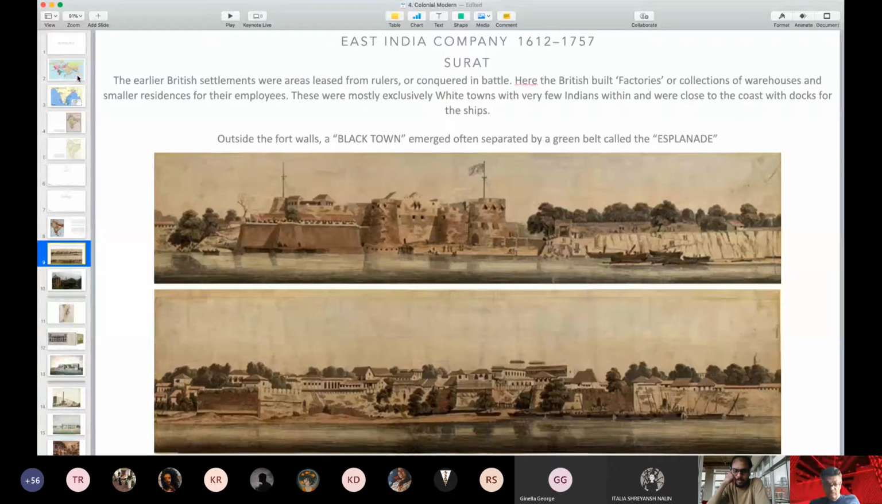Like these are the forts that were made. This is the fort in Surat, and within the fort there were the white rulers and a few Indian communities that were allowed to settle. But most of the other settlements were not allowed to live within the fort. They had to live outside the fort, and you'll see that across the whole country. This idea of the white town and the black town.